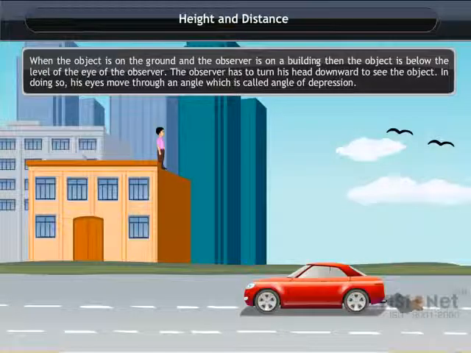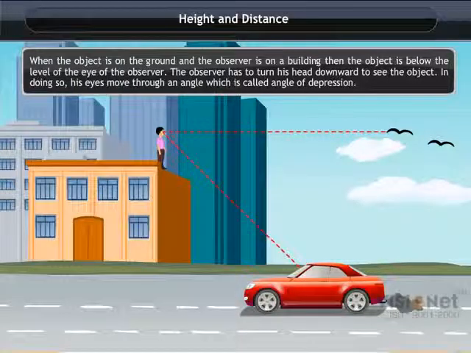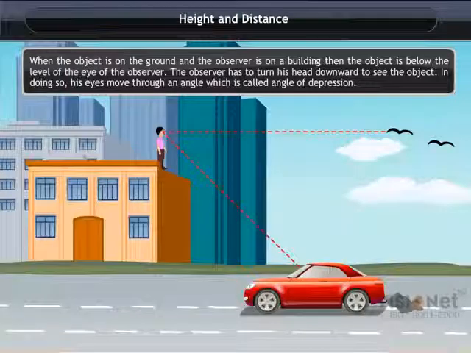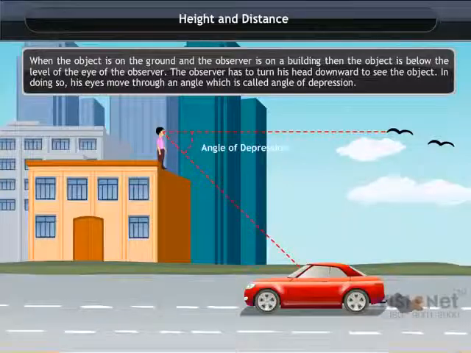Angle of depression. When the object is on the ground and the observer is on a building, then the object is below the level of the eye of the observer. The observer has to turn his head downward to see the object. In doing so, his eyes move through an angle which is called the angle of depression.